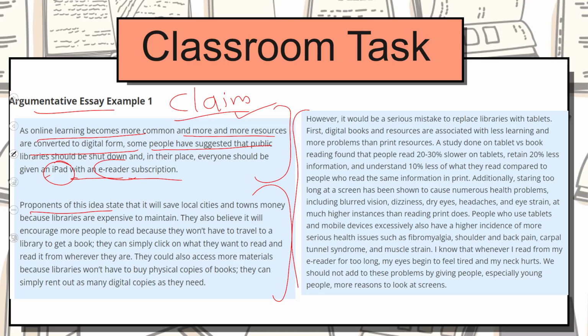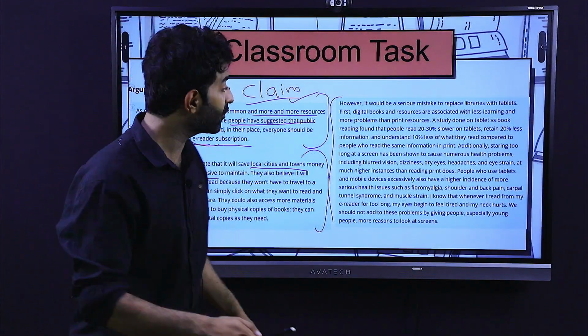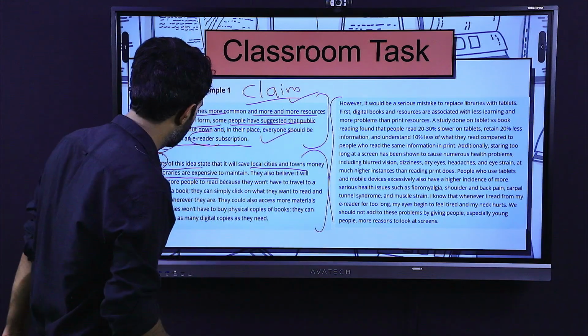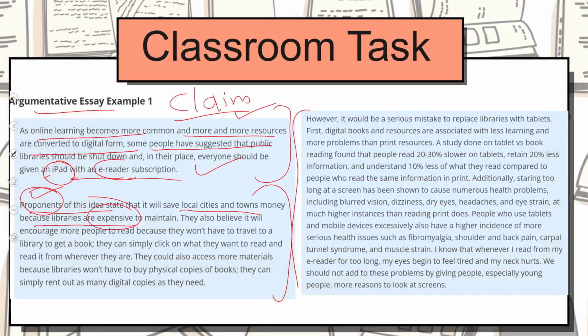Proponents of this idea state that it will save local cities and towns money because libraries are expensive to make. Proponents means believers of this claim. Now these are reasons. The writer is giving reasons of this claim in front of you. So reason number one is libraries are expensive to maintain. This is reason number one. They also believe it will encourage more people to read because they won't have to travel to a library to get a book. This is also a reason.